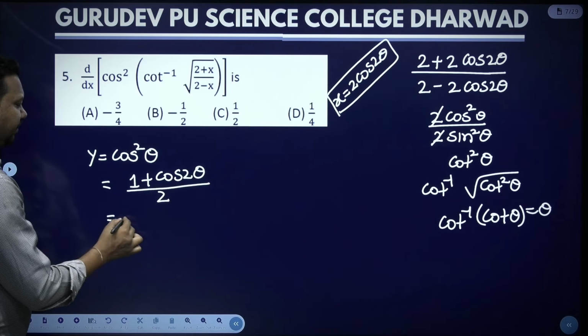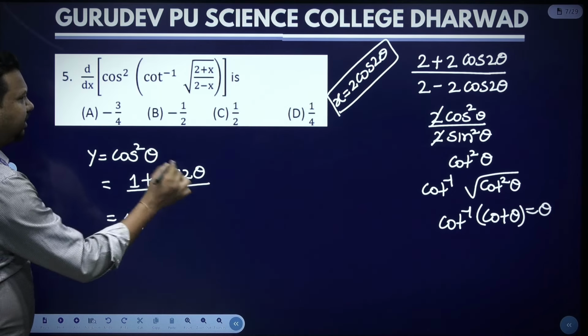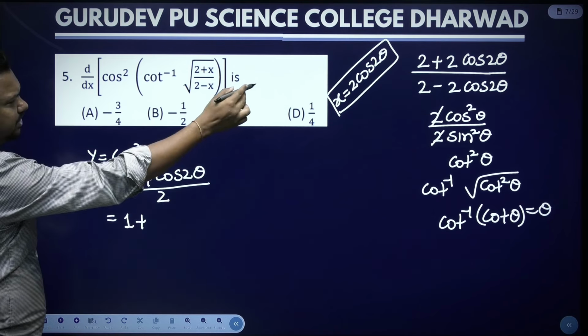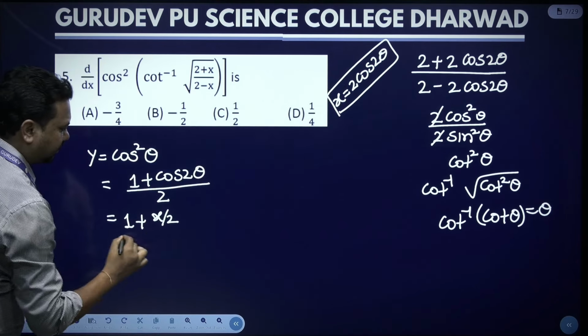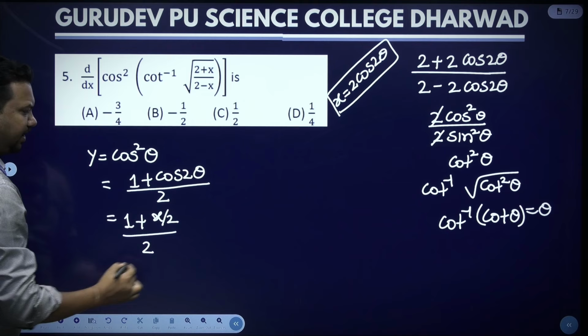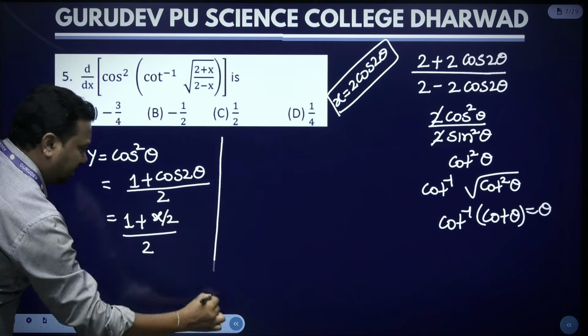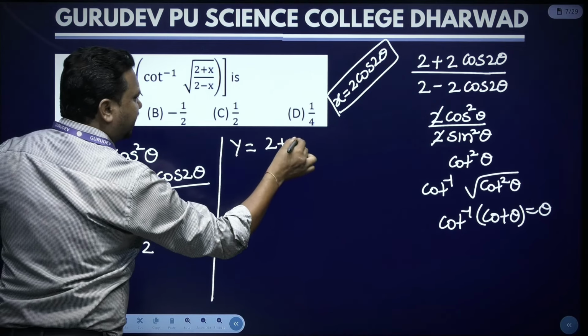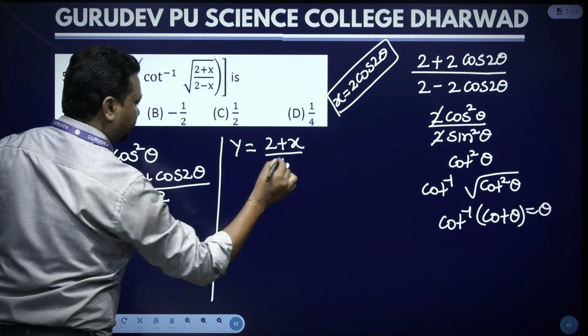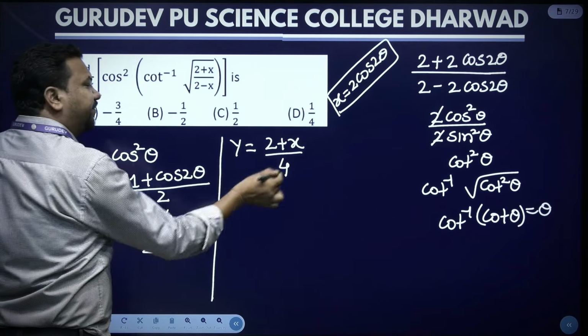Now you have to go for the substitution. Cos 2 theta, we are substituting. See that, cos 2 theta becomes x divided by 2, therefore divided by 2, right? If we simplify this, see what happened: y is equal to, taking LCM and simplifying, (2 plus x) divided by 4. Clear? Which is a differentiable function.